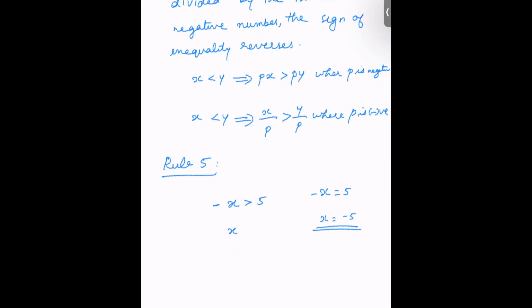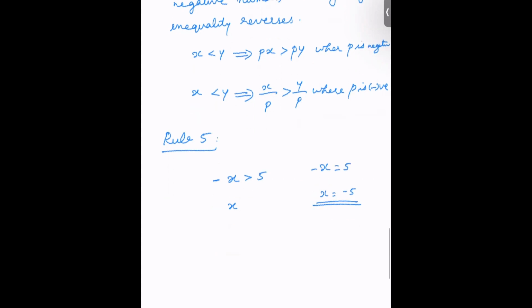Am I clear, or are you not understanding? Yes, ma'am, I understand. So when I am solving for x, you have to multiply by -1, right? If you multiply by -1, only then are you actually getting x.